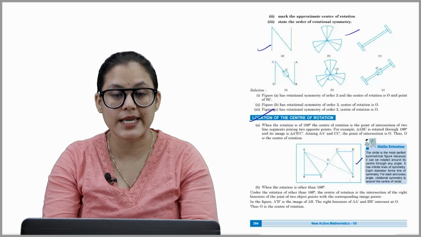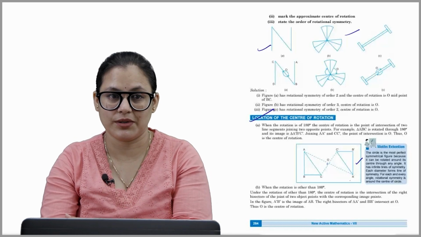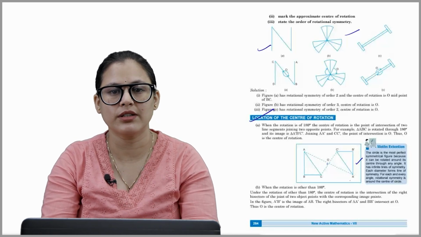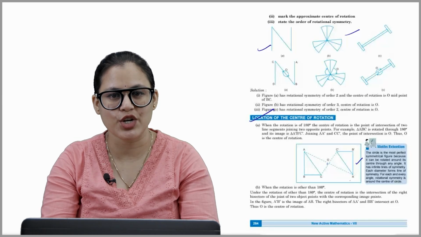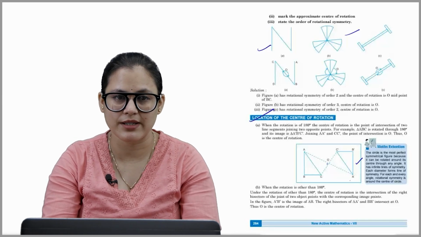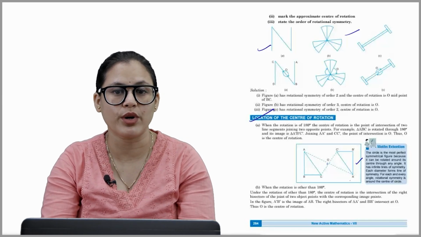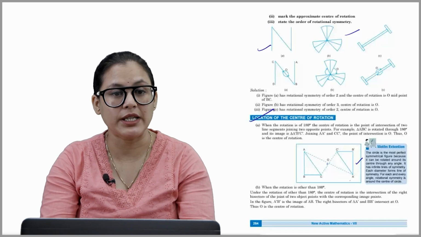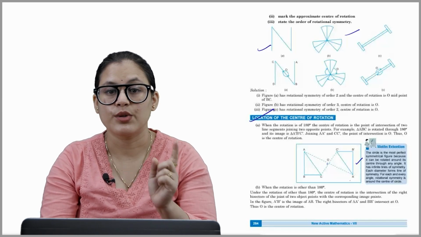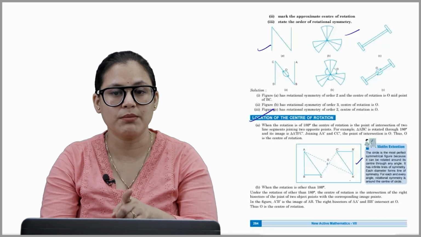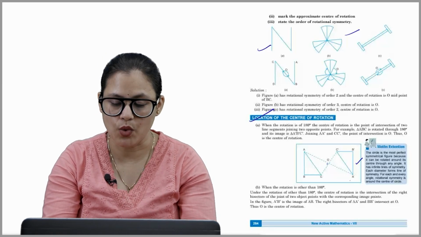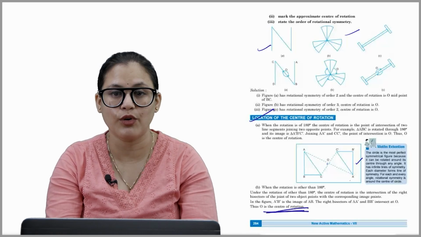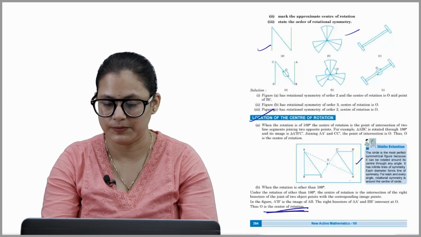B, when the rotation is other than 180 degrees. Under the rotation of other than 180 degrees, the center of rotation is the intersection of the right bisectors of the joints of two object points with the corresponding image points. In the figure, A dash B dash is the image of AB. The right bisectors of A dash and B dash intersect at O. Thus, O is the center of rotation.